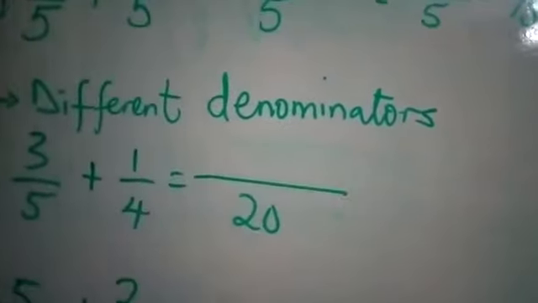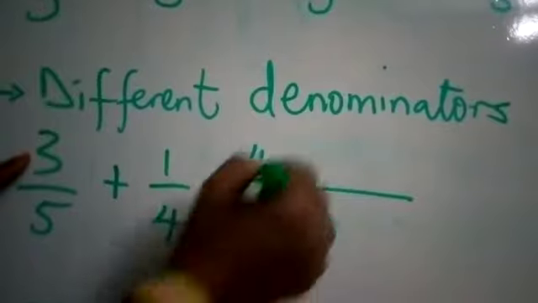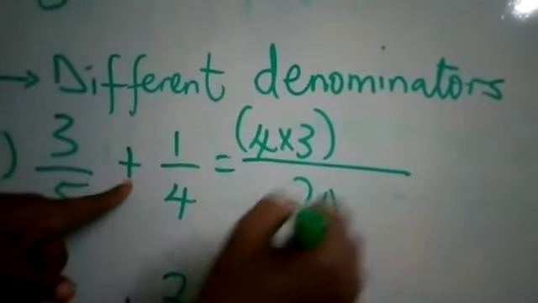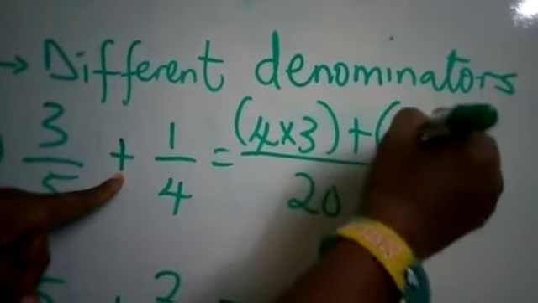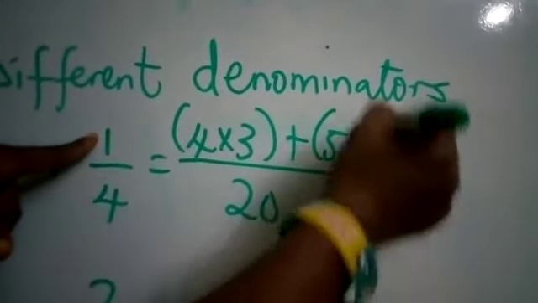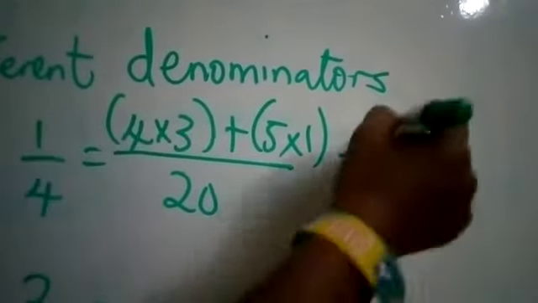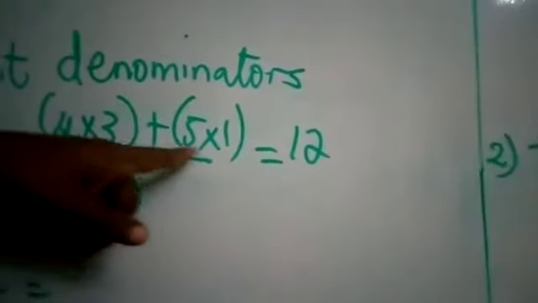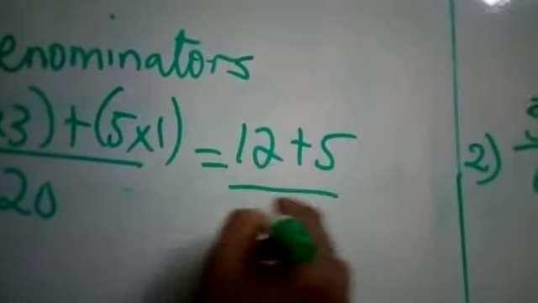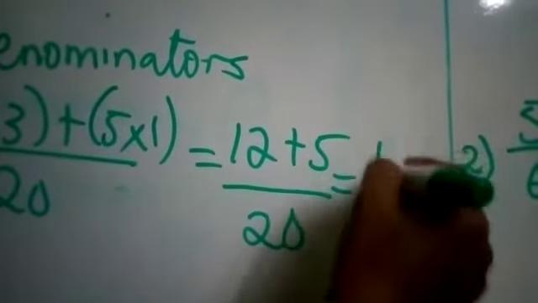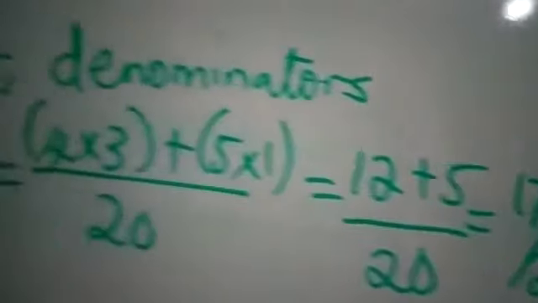So we start our work. 5 into 20 will give us 4 times the numerator, which is 3, the plus sign. 4 into 20 will give us 5 times the numerator, which is 1. 4 times 3 will give us 12, plus 5 times 1, which is 5, over 20, and that will be 17 over 20. That's the lowest of that fraction. We go to the next one.